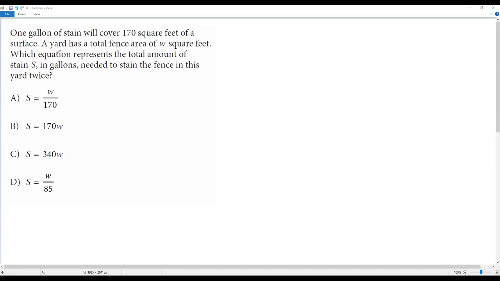Let's consider the area of the yard, that is W square feet. This area has to be stained twice. Then the area which has to be stained will become 2 times this area, that is 2W.